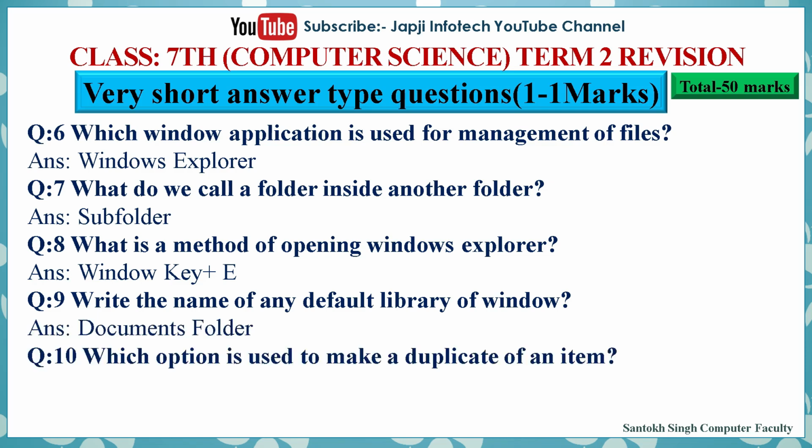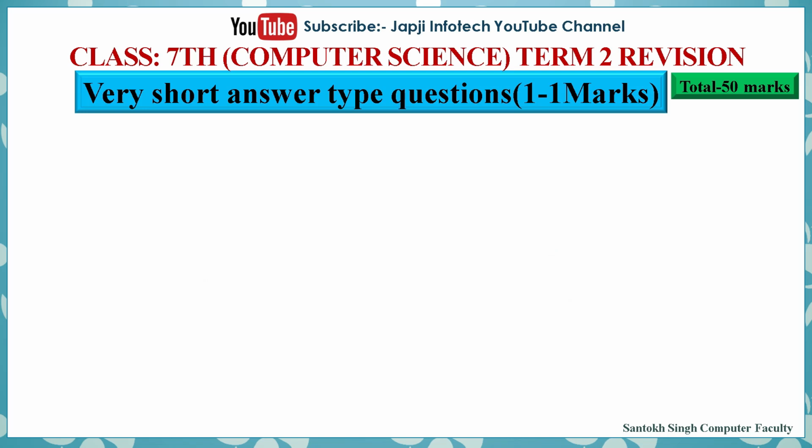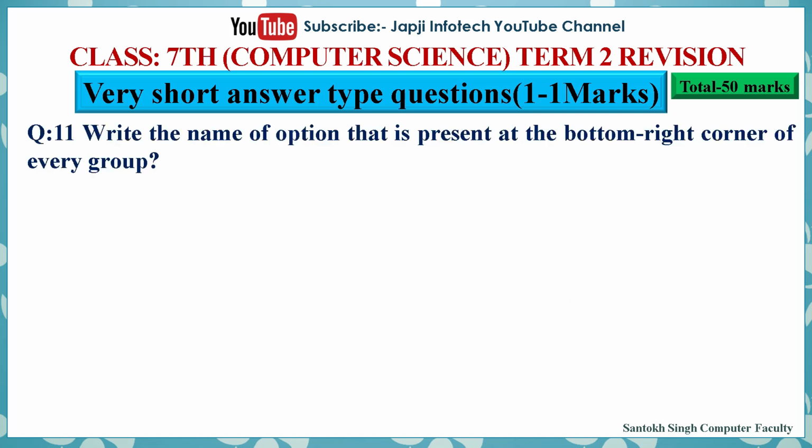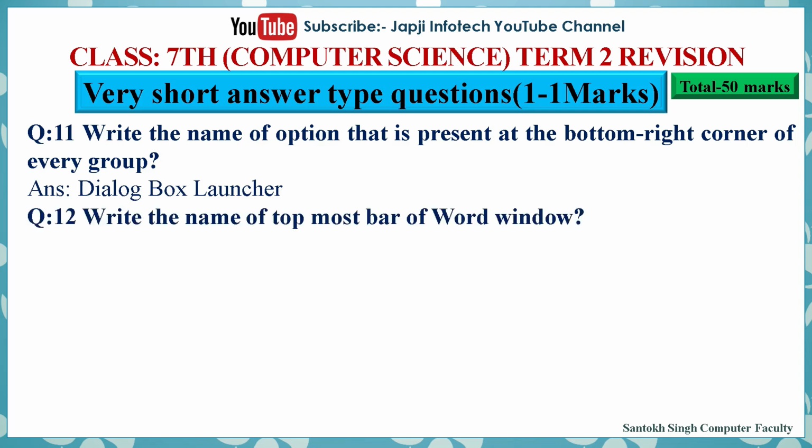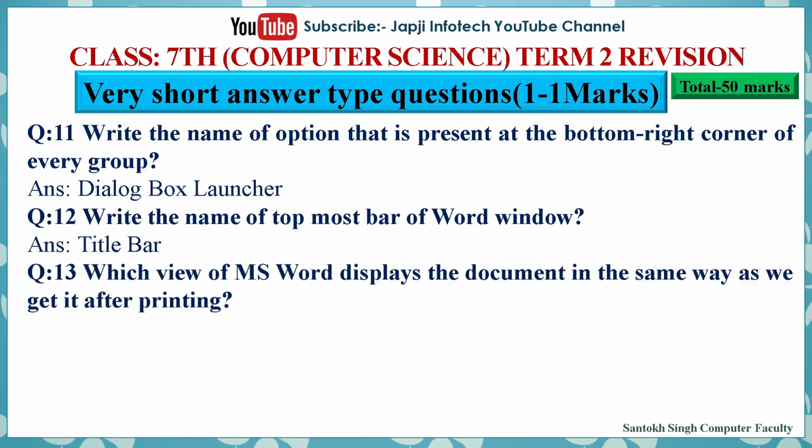And the 10th one is, which option is used to make a duplicate of an item, and the right answer is copy and paste option. 11th one is, write the name of option that is present at the bottom right corner of every group, and the right answer is dialog box launcher. 12th one is, write the name of topmost bar of Word window, and the right answer is title bar. 13th one is, which view of MS Word display the document in the same way as we get it after printing, and the right answer is print layout.